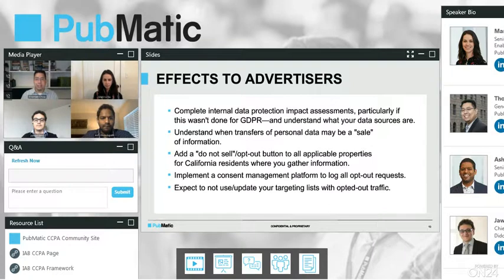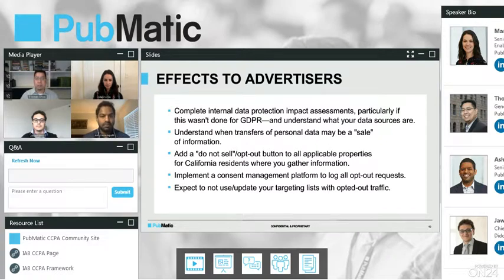For example, if you have a targeting or marketing list that you're passing to a vendor for an offline conversion, that could be a sale. Likewise, if you use audience matching tools, you need to consider the data flows carefully to understand what your vendor is doing, and that could constitute a sale too.